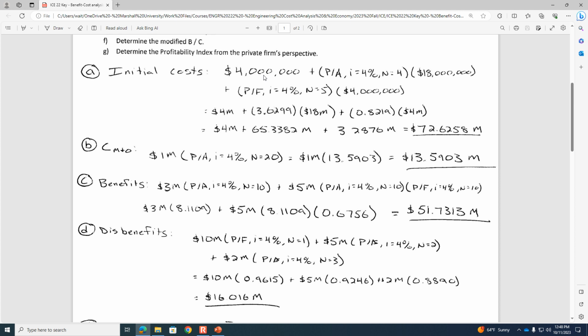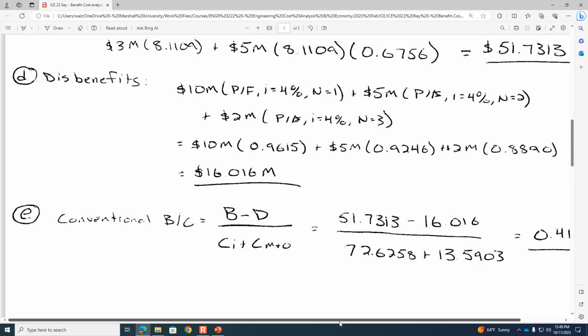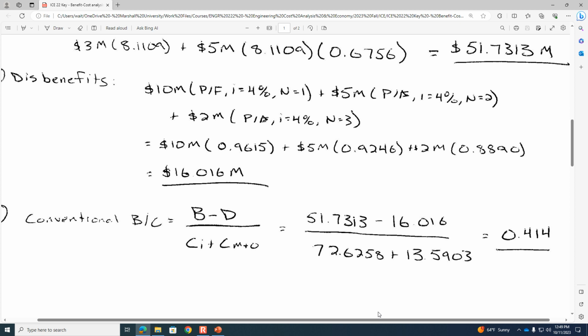So on the whiteboard, and now it's recorded into the video, are the calculations for how you calculate the initial costs, meaning typically the construction cost to initiate the project, the present value of the maintenance and operation, the present value of all of those future benefits discounted to time 0, the future amount of all the disbenefits discounted to the present. And if we calculate the conventional B to C ratio, it's below 1. So that means this project isn't justified. The costs are simply too high compared to the benefits that are going to be generated. So the ratio is 0.414 for the conventional B to C, which is thumbs down.